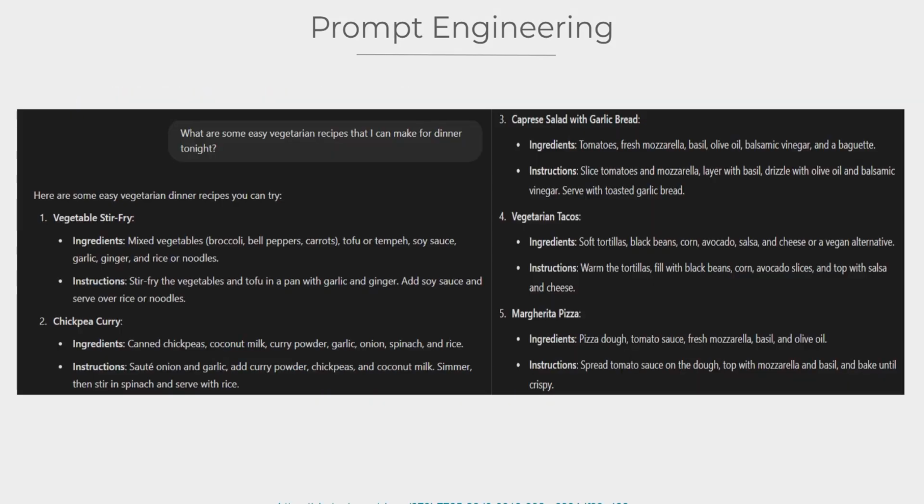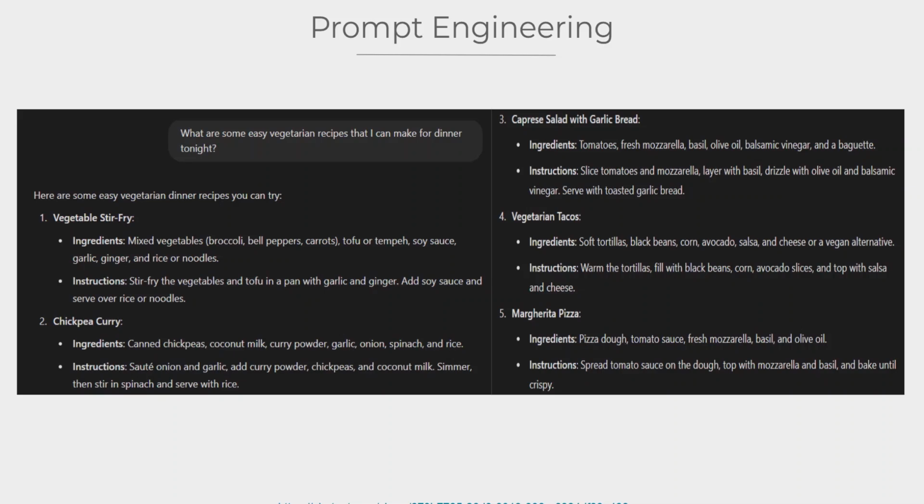For instance, a more specific prompt like, "What are some easy vegetarian recipes that I can make for dinner tonight?" helps the AI provide responses that align with dietary preferences and meal timing, making the answer more relevant and actionable. Here, ChatGPT provides a list of specific vegetarian recipes, including ingredients and simple instructions, such as vegetable stir-fry, a quick and healthy option using tofu and mixed vegetables, chickpea curry, a flavorful dish with canned chickpeas and coconut milk, and so on.